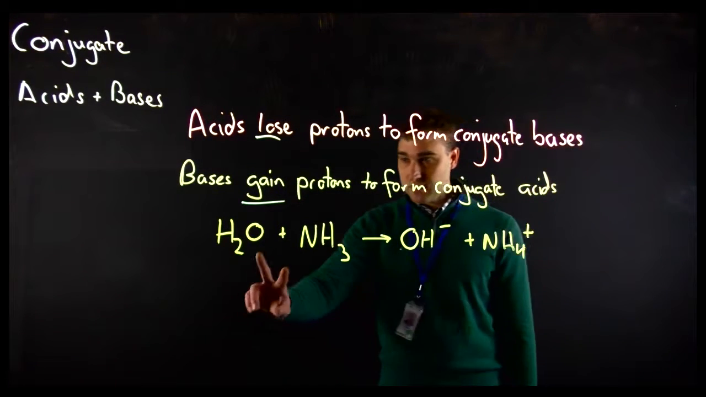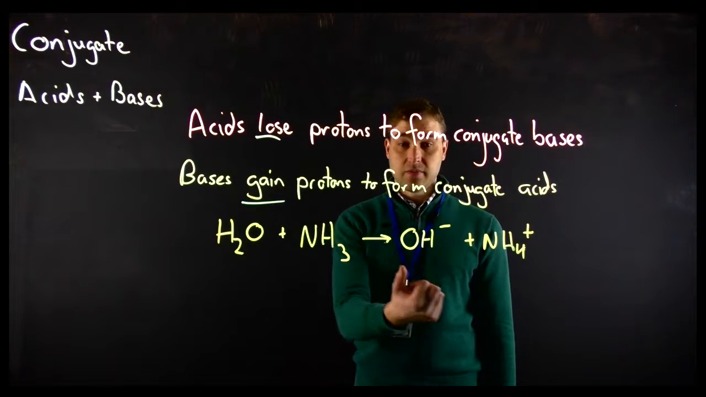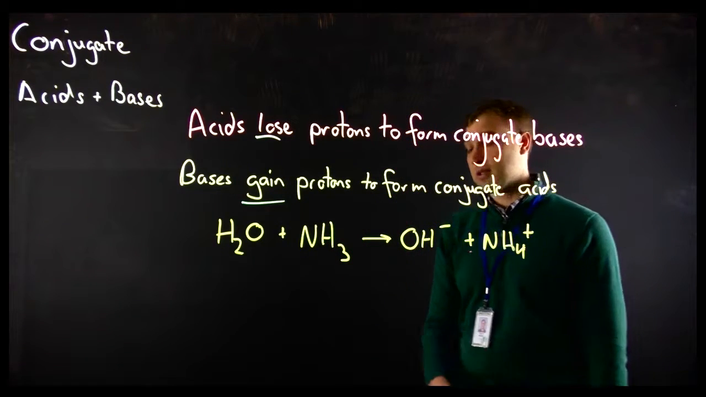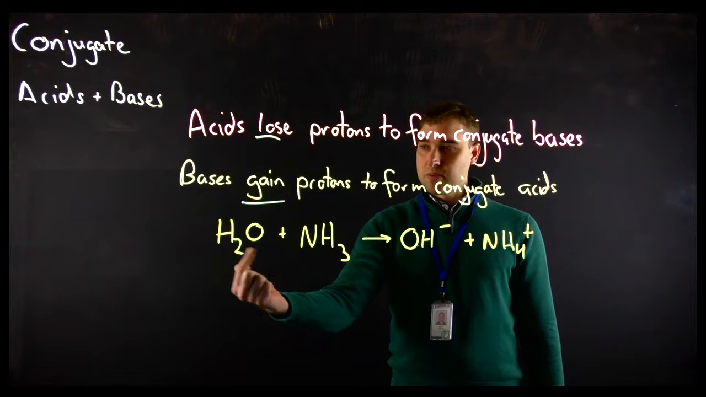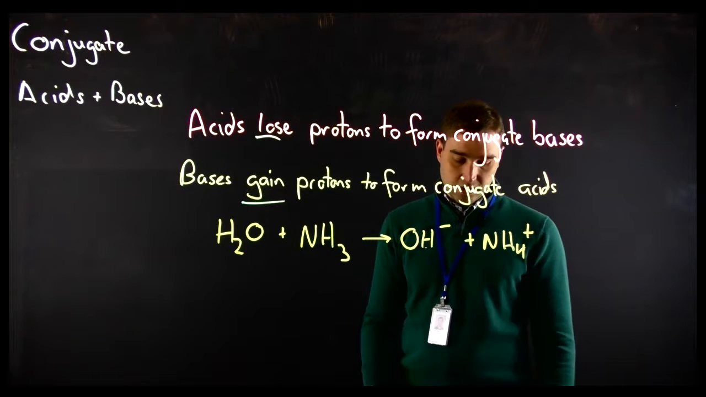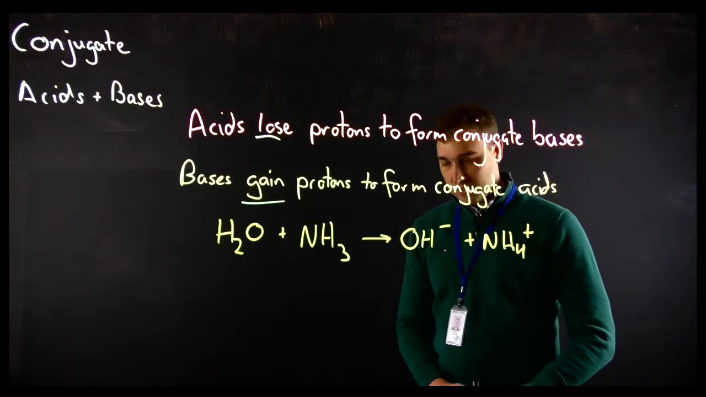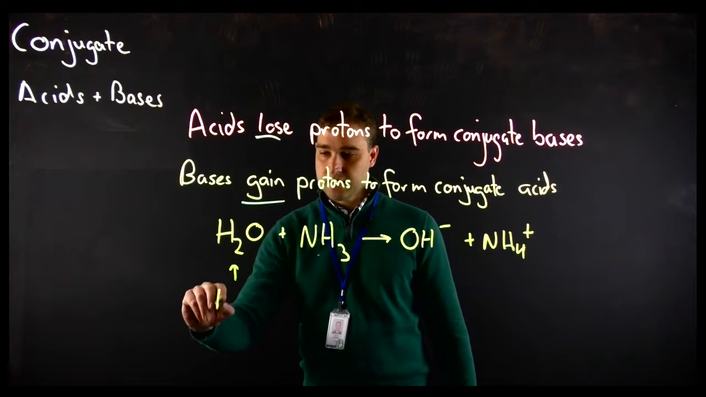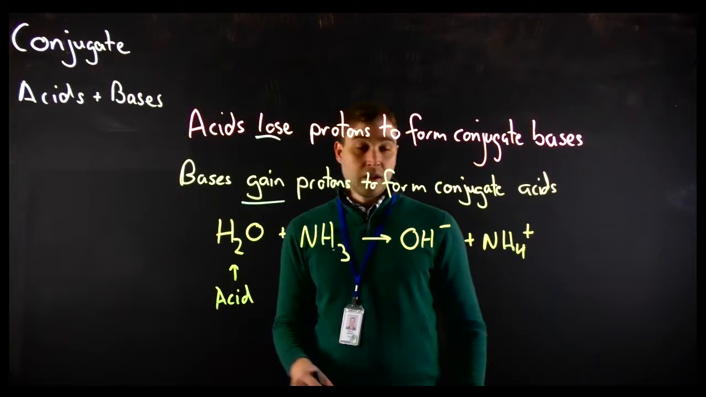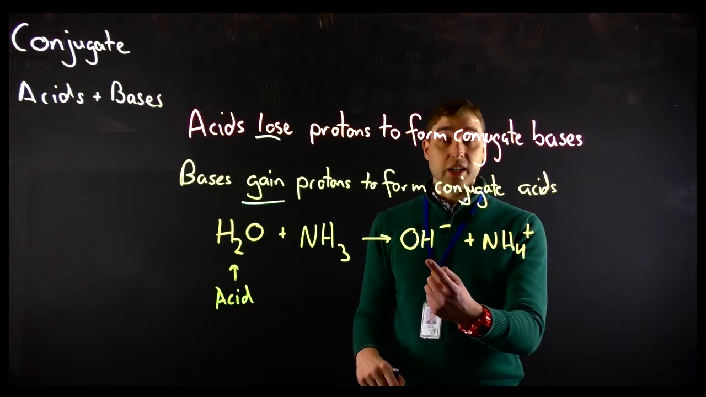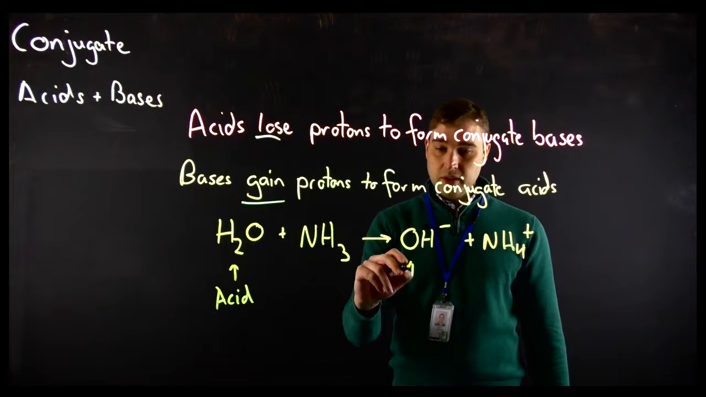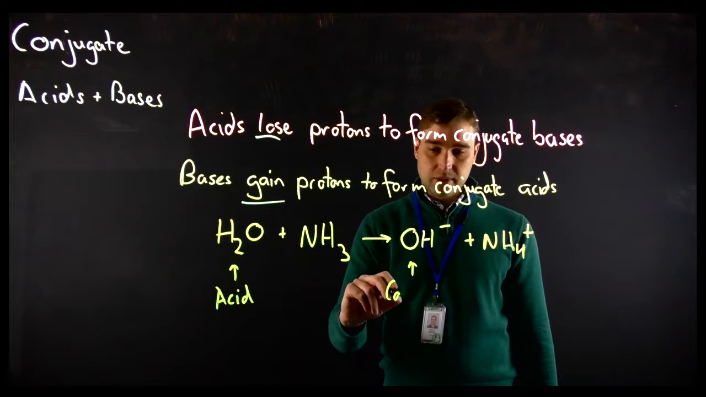So let's look at this example down here. If we look at water reacting with ammonia, forming hydroxide ions and ammonium ions, if we look at the water here, this has lost a proton. It's got two protons here and only one proton in the hydroxide ion. So this is the acid, it's lost a proton, that's why it's an acid, and that means the hydroxide ion here could gain a proton. So if it can gain a proton, that makes it the conjugate base.